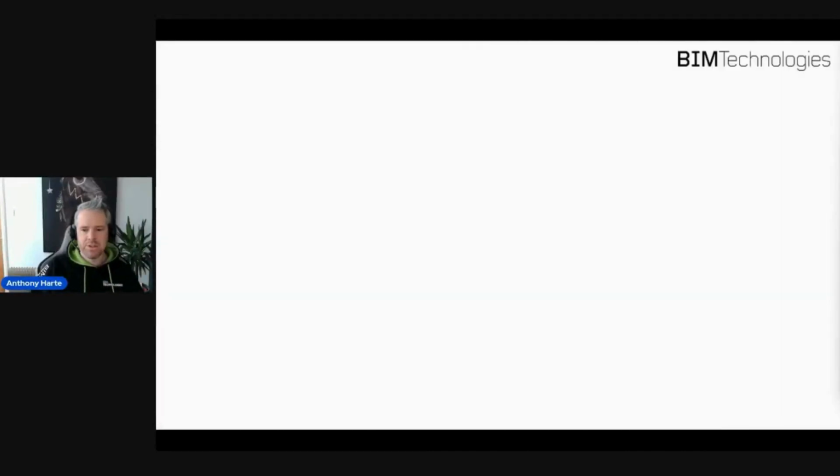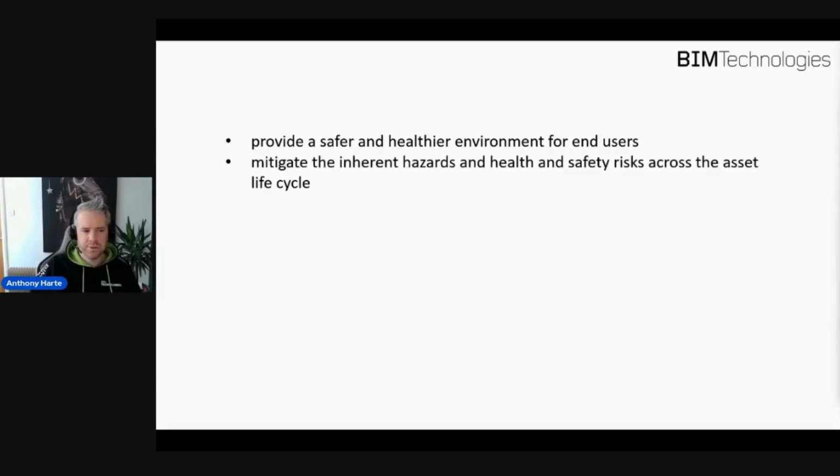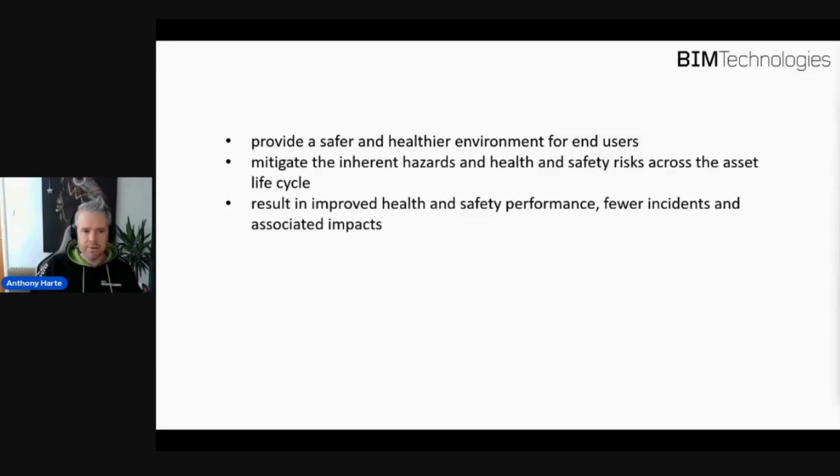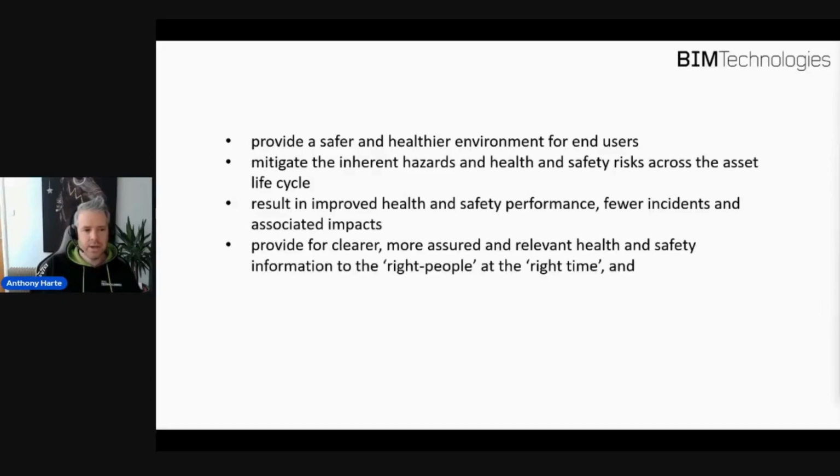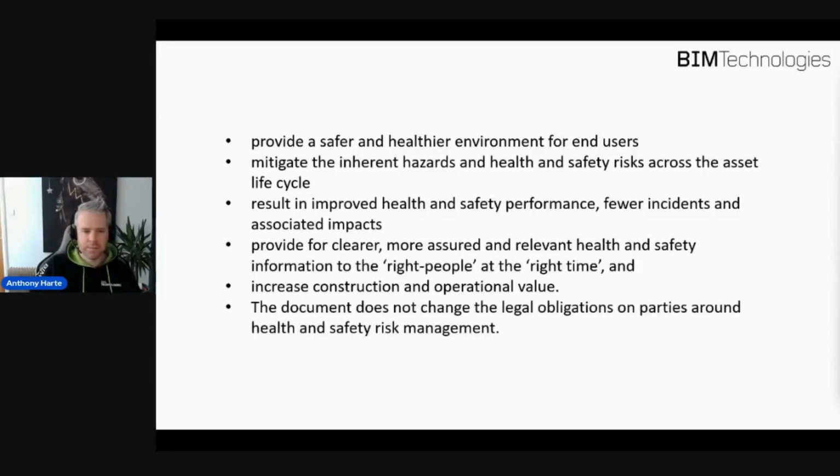So the draft standard itself has been through the first 2 stages, and consultation began around November last year, and I think that closed in January this year. So it's going to come out at some point as an ISO standard. And the intention behind it is to provide a safer and healthier environment for end users, mitigate any inherent risks, improve the health and safety and reduce incidents, and get the relevant health and safety information to the right people at the right time, and increase construction and operational value.